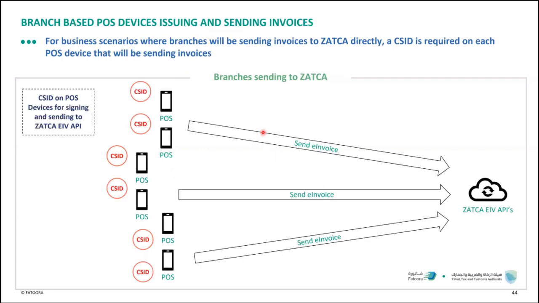Another scenario we have is, for example, if the taxpayer has a branch and each branch will have, let's say, multiple points of sale, and these points of sale are generating and sending the invoices to ZATCA. Each single point of sale will have to have its own unique CSID to start issuing and sending invoices to the ZATCA environment.